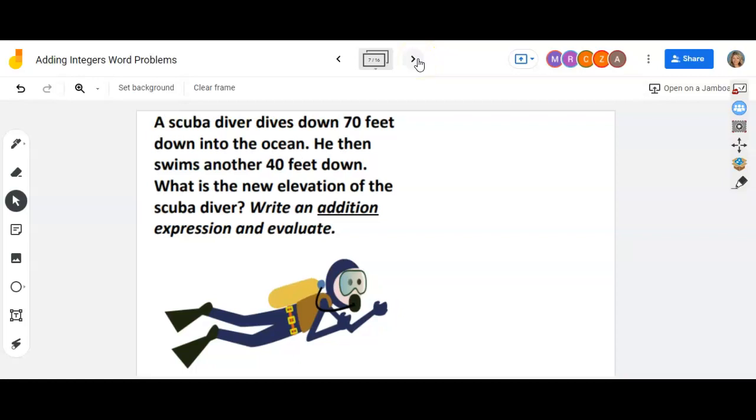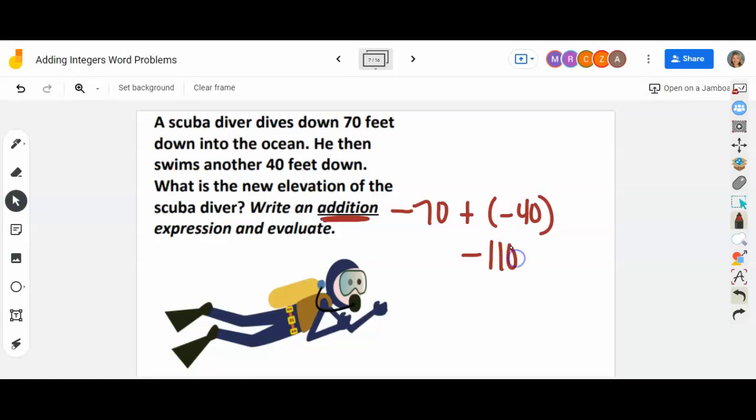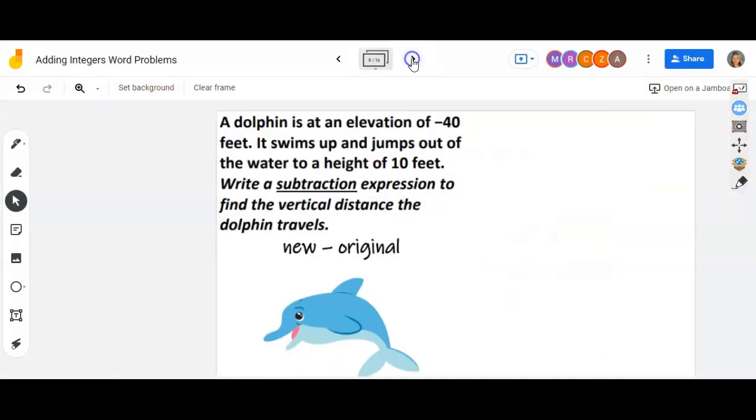A scuba diver dives down 70 feet, so that's going to be negative 70. Then swims down another 40 feet. It's an addition problem, so I'm going to add negative 70 plus negative 40. My signs are the same, so I add them. 70 plus 40 is negative 110 feet. My signs are the same, so I find the sum and then keep my sign.